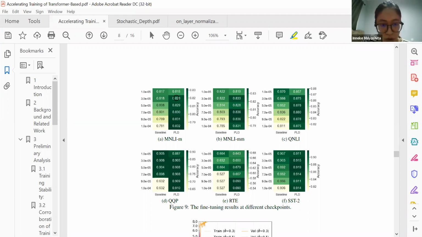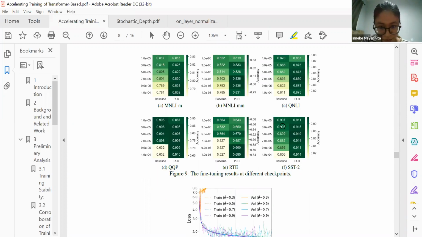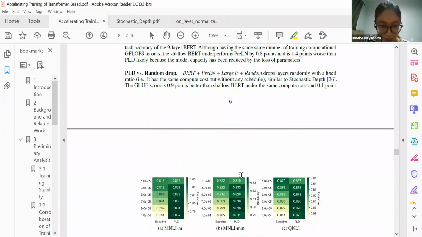When using a small learning rate, actually the performance of PLD is worse compared to baseline, but when we increase the learning rate, it will be way better. So yeah, it's very interesting.